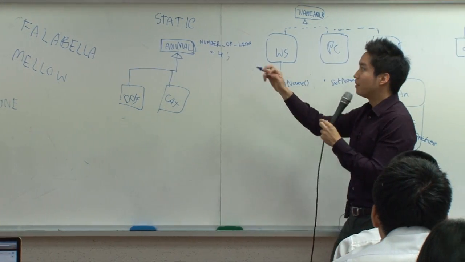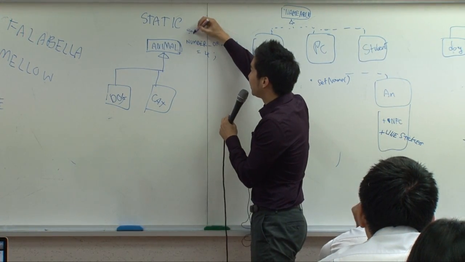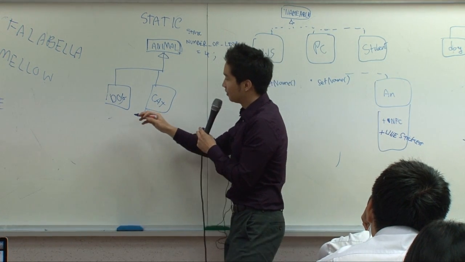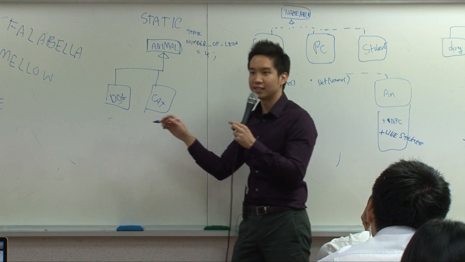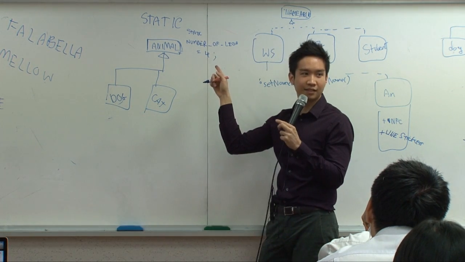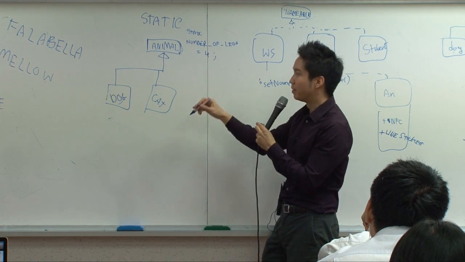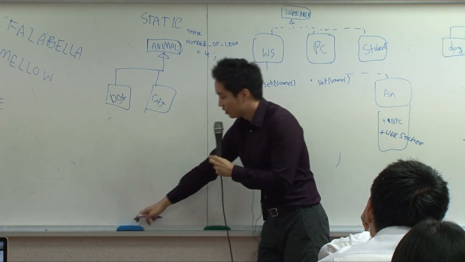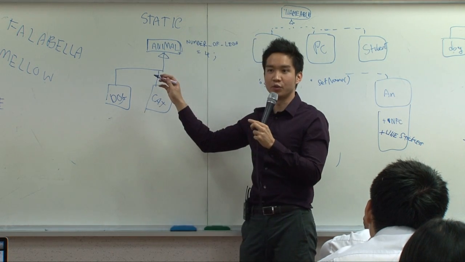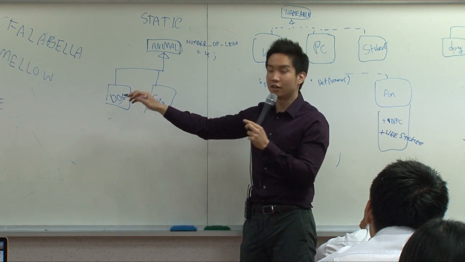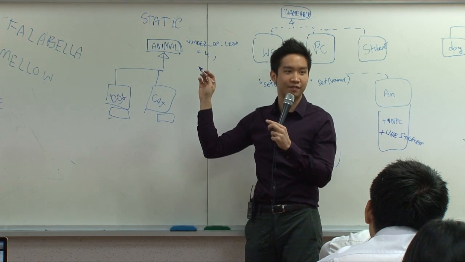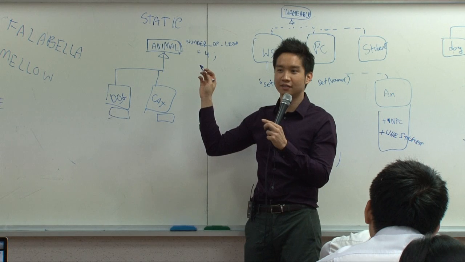If you put static in front of it, when you instantiate these 2 classes, there's only one number of legs in terms of memory. But if you did not put static, then for each class that you instantiate, each object will have its own number of legs, 4.